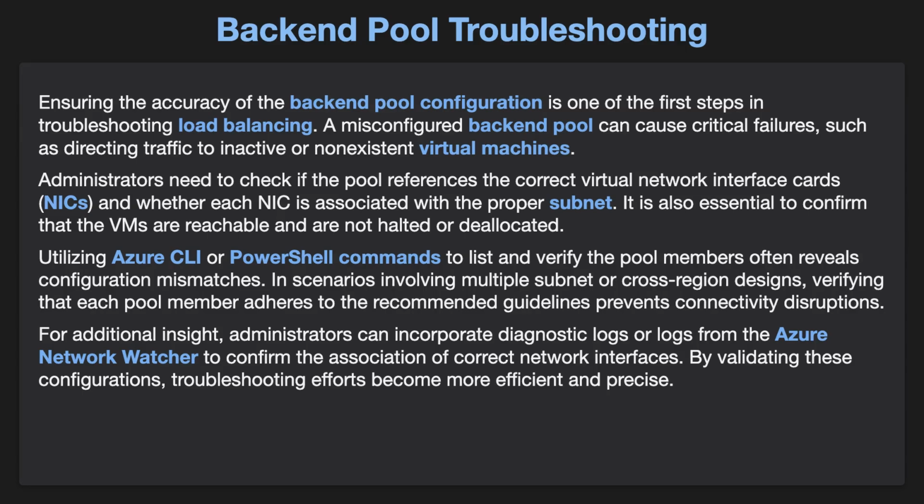Utilizing Azure CLI or PowerShell commands to list and verify the pool members often reveals configuration mismatches. In scenarios involving multiple subnet or cross-region designs, verifying that each pool member adheres to the recommended guidelines prevents connectivity disruptions. For additional insight, administrators can incorporate diagnostic logs or logs from the Azure Network Watcher to confirm the association of correct network interfaces. By validating these configurations, troubleshooting efforts become more efficient and precise.